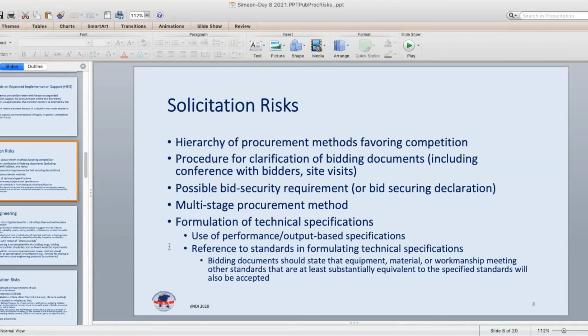the risk that what the procuring entity solicits is not sufficiently defined or described, so that the bids will not be responsive to what the procuring entity actually needs, that the solutions proposed by the bidders will not be responsive to the actual requirements.